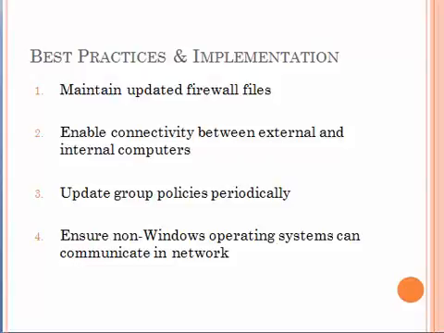Best practices for the Windows Firewall include maintaining an updated firewalls file by running periodic system updates, enabling connectivity between external and internal computers by establishing a perimeter firewall, updating the group policies periodically, which could be implemented by updating the Active Directory domain service weekly, and ensuring that non-Windows operating systems can communicate with computers running Windows in the network.